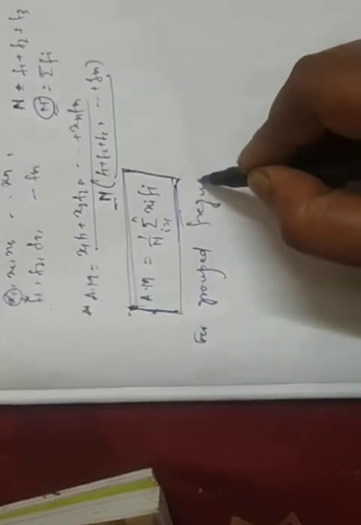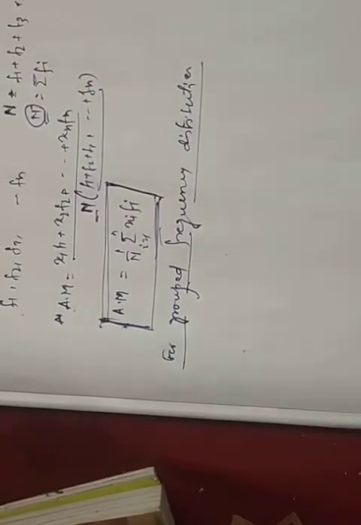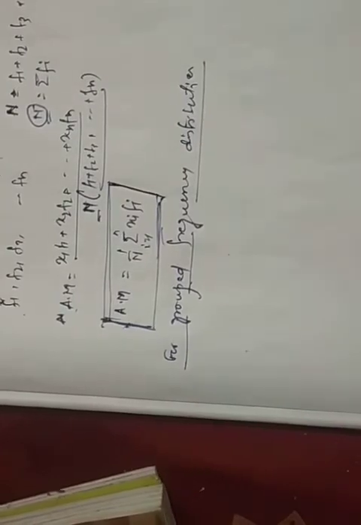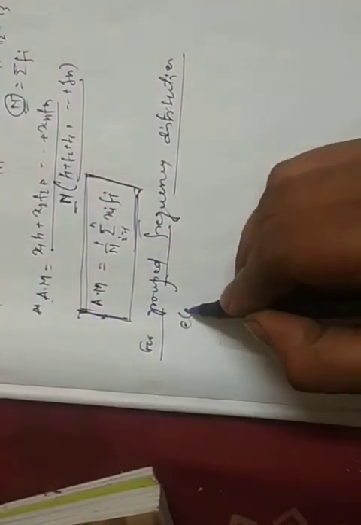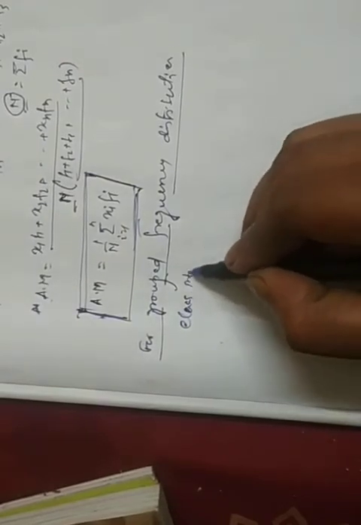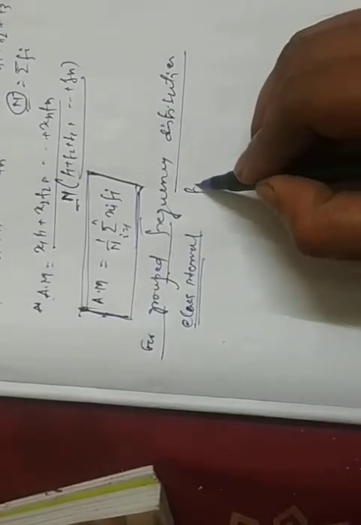Next, grouped frequency distribution. In a grouped frequency distribution, the values are given in interval form, so there is no exact value for each frequency. That is, when a group frequency is given, there is a class interval and frequency.